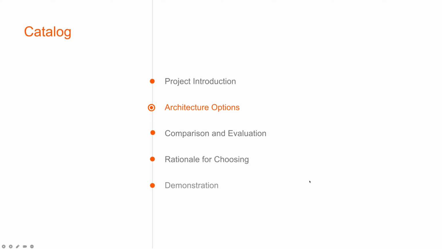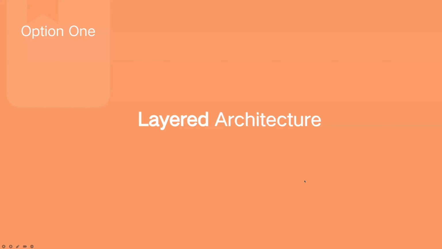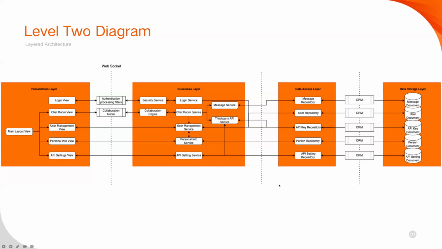For this project, I have two architecture options. The first architecture I've selected is the layered architecture. In this architecture, CollaborAI is divided into four layers: presentation layer, business layer, data access layer, and data storage layer. Within the business layer, I have added a security service to obtain login user information and provide global context for calls to other components.